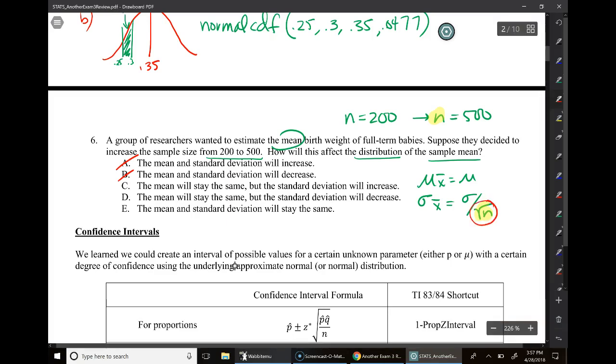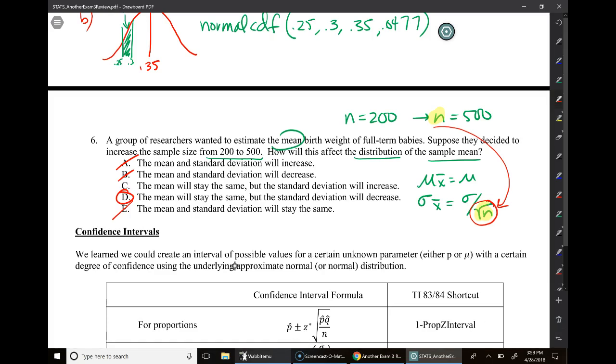We can also see that n is here in the denominator of standard deviation. So it's definitely going to change. And if n gets bigger, the standard deviation, since we're dividing by the square root of n, should get smaller. So your correct answer was answer choice D. So there's usually something somehow related to this idea that as we take a larger sample, we see less variability in our sampling distribution.